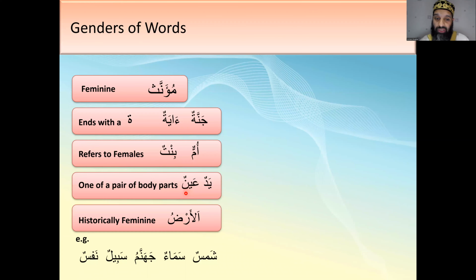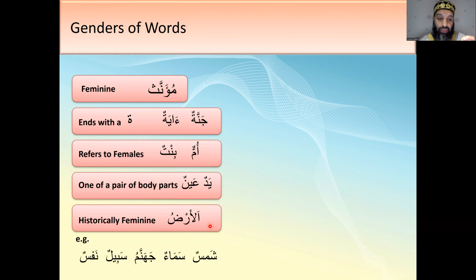And then the last way you can tell, in this course, we're just doing these four main ones. There are others as well, but take these as the big chunk. The biggest one is ta marbuta. If it's a woman itself, it's feminine. Body parts that come in pairs are feminine.